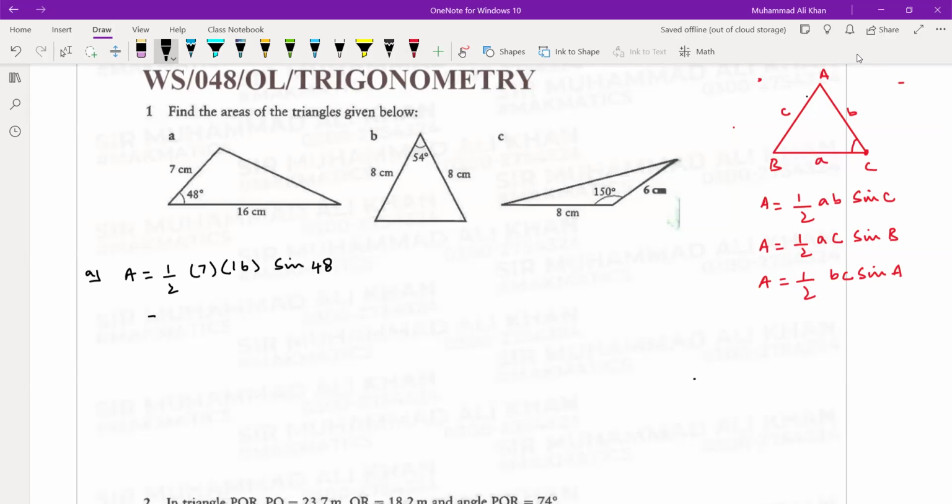What is the answer of part A? 41.6 is the area of part A. Are you clear?